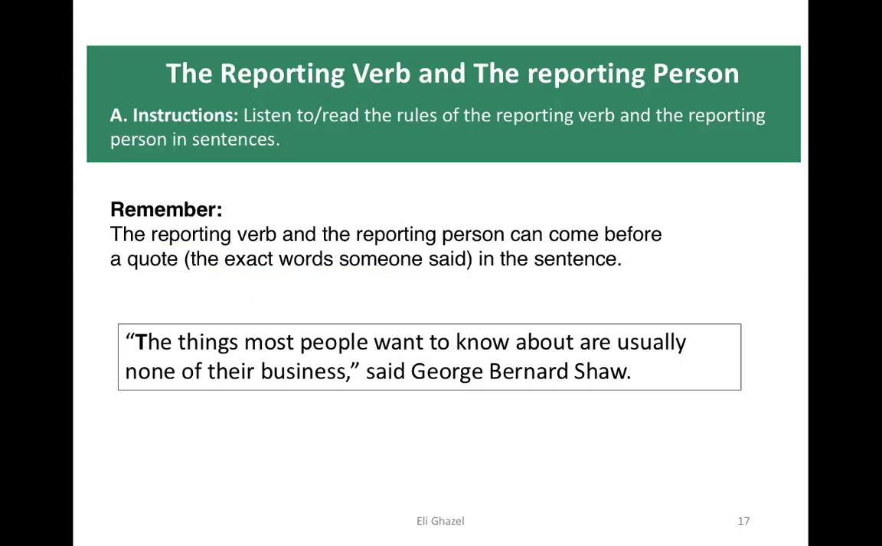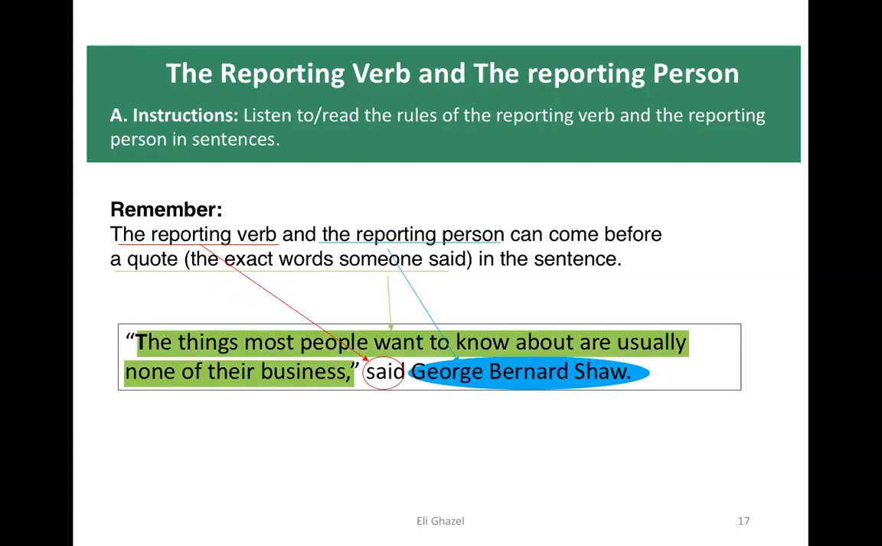Let's try it again. We want to find the reporting verb, the reporting person, and the exact words that someone said. Okay, what is the reporting verb? Oh, there we go. The reporting verb. Well, who said that? Oh, George Bernard Shaw. Good. What were his exact words? The things most people want to know about are usually none of their business.